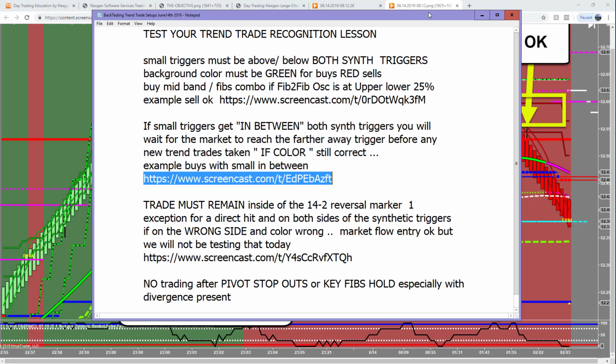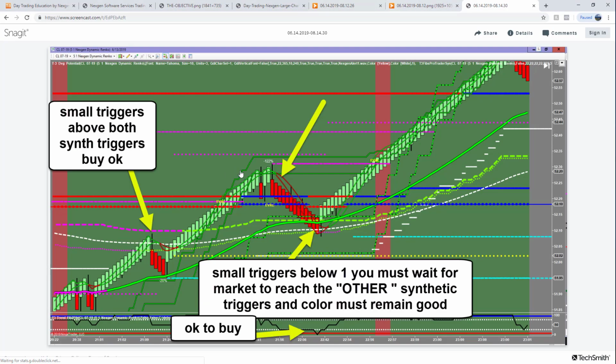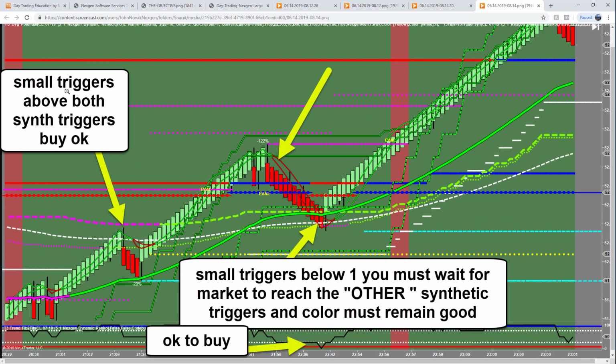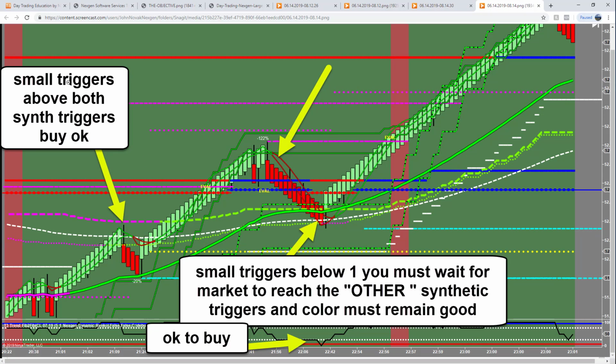And again, what we're going to end up doing is visual backtesting. So this is a two-pronged scenario here. The original number one rule is that if the small triggers are physically above both of the other triggers, it's going to be okay to take a long trade. And then the second rule, the one we're just talking about now: do you see where the small triggers, where this top arrow is, get below the first synthetic trigger? We're not going to do a long trade until the price reaches the other synthetic trigger. Does that make sense? And as long as it's still green, we'll still do a long trade. What that's going to do is keep you from going in too early, and it's going to use the second trigger line as the springboard for your trade.